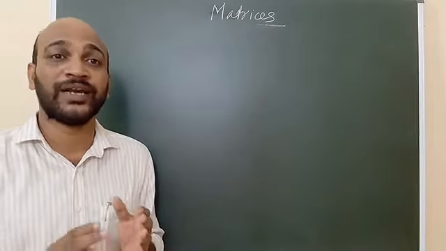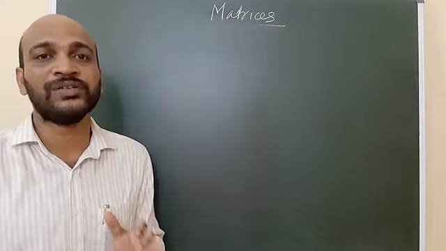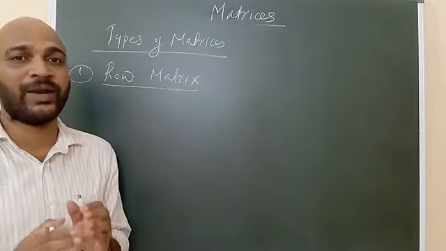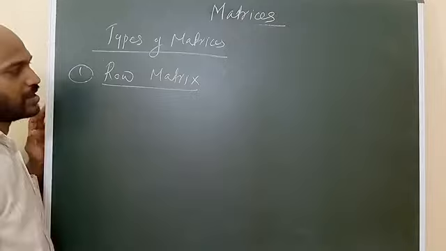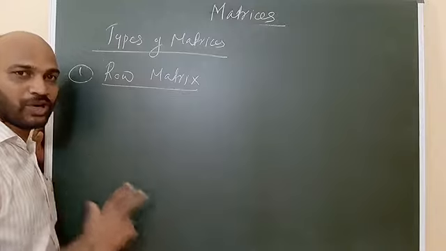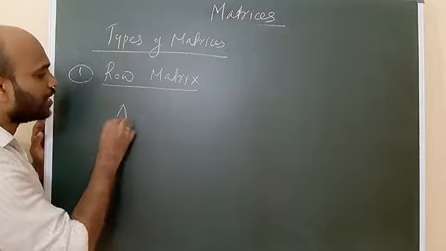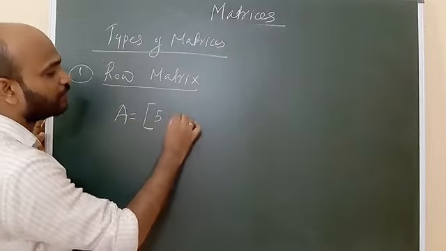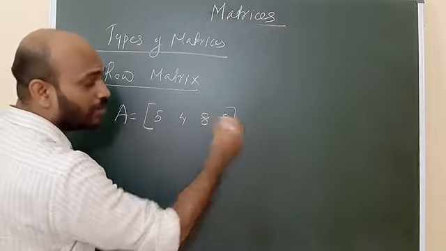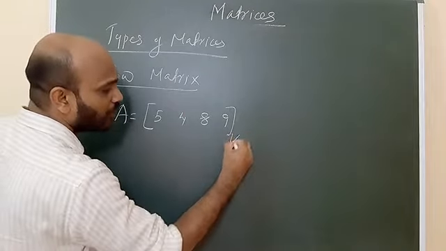So dear students, we have studied how to construct a matrix, how to find order of a matrix, etc. Now we will study about different types of matrices. Among the types of matrices, first one is row matrix. Row matrix means a matrix with one row and any number of columns. For example, A equal to matrix 5, 4, 8, 9. This matrix has got only one row and 4 columns. You can have any number of columns. So order of this matrix is 1 by 4.